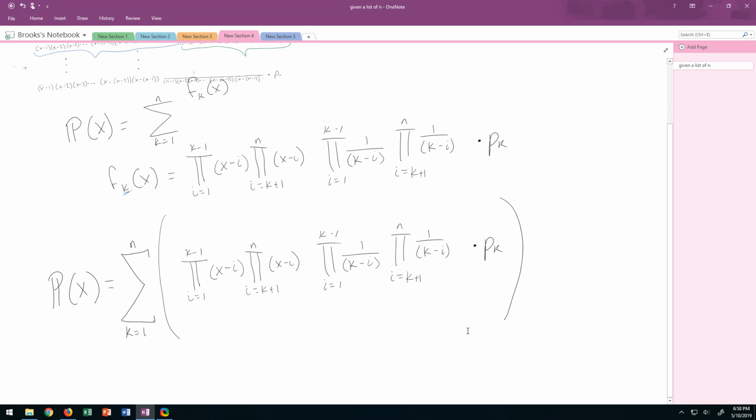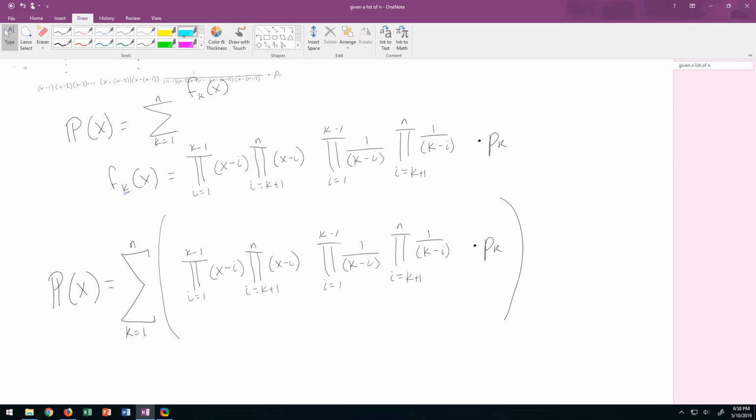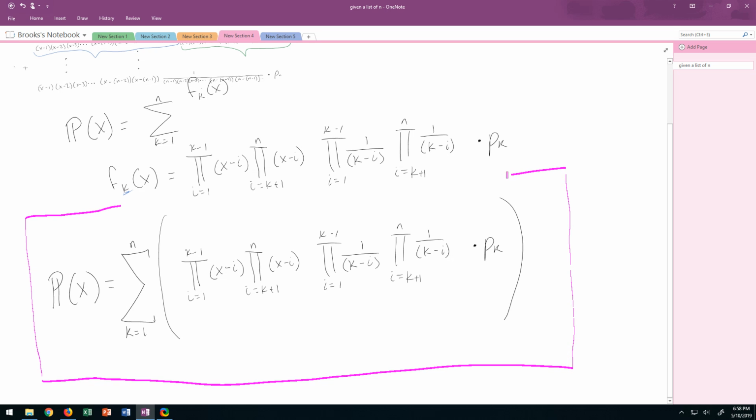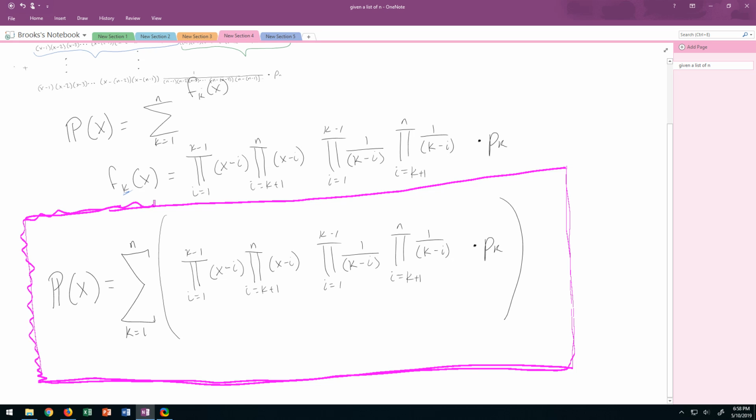This is your puppy. This is the one you were looking for. I'm just being competitive here. Maybe I should stop bragging. But this right here, it doesn't matter how many primes you want. You want 30 primes, 40 primes, 100 billion primes, you just stick it into this puppy. That'll do it for you.